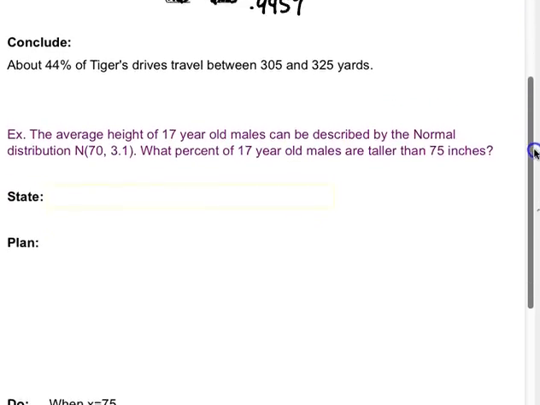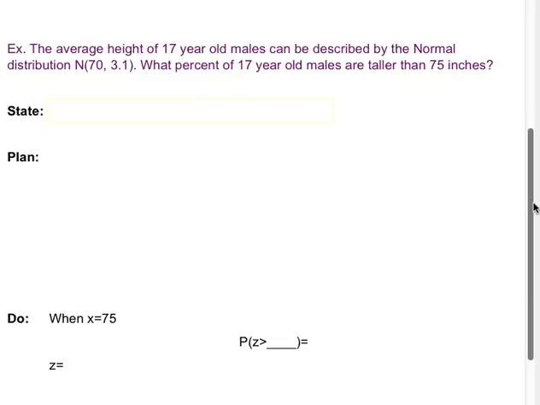Now, let's do another one. So, the average height of 17-year-old males can be described with a normal distribution with a mean of 70 and standard deviation of 3.1. What percent of 17-year-old males are taller than 75 inches? So to state our problem, if we let x be the height of a 17-year-old male, we want to know what's the probability that that male is going to be over 75 inches tall. Okay, remember percents and probabilities are basically interchangeable in this context. So that's what we're going to be looking for.